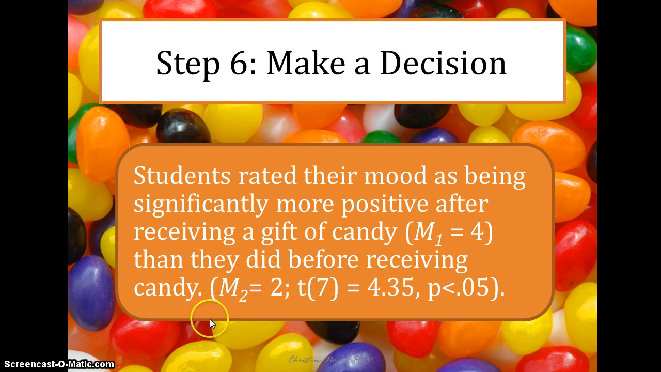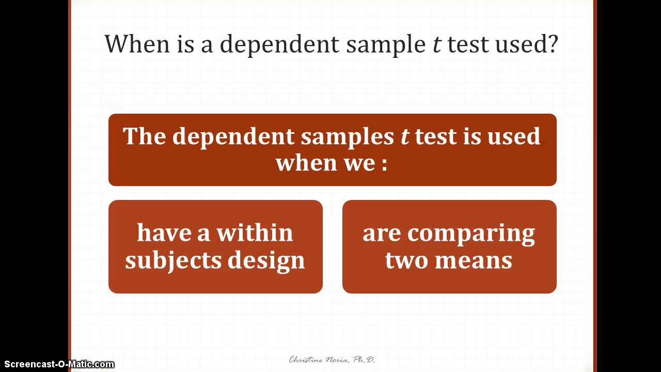And you also see in APA style, we have that t-test, our 7 degrees of freedom equals 4.35, that's our t statistic, and the probability is less than 0.05. So when is that dependent sample t-test used? Well, we use it when we have a within subjects design, meaning that every participant gets all levels of the independent variable, and we are comparing two different means.